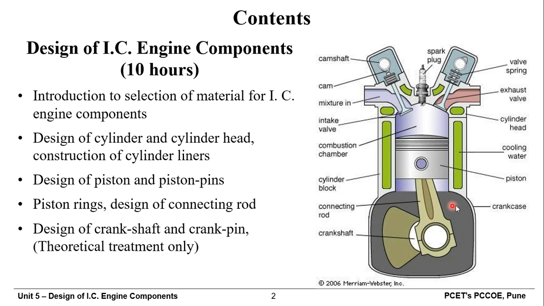Then design of connecting rod, how the forces are acting on this connecting rod at crankshaft as well as from the piston side. And by using these forces, we will estimate the dimensions of the crankshaft as well as crank pin. Here you can see the crank pin, and for design of crankshaft and crank pin, there is only theoretical treatment and numerical will not be asked. But for remaining components, that is from bullet 2 to bullet 4, the theory as well as numerical treatment will be there.